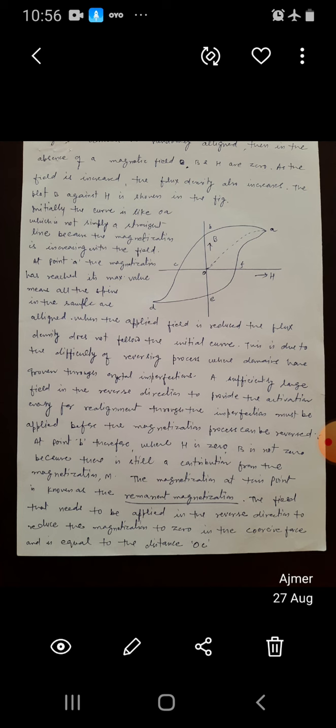Why is it not a straight line? Because the magnetization is increasing with the field. You learnt about magnetization in your previous lecture, represented by capital M. Since the magnetization is increasing, the graph is slightly parabolic in shape, not a straight line. At point A, the magnetization has reached its maximum value, meaning the value of capital M is maximum at point A. Okay?